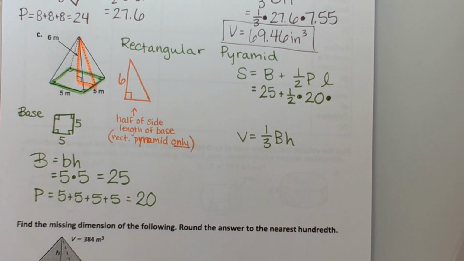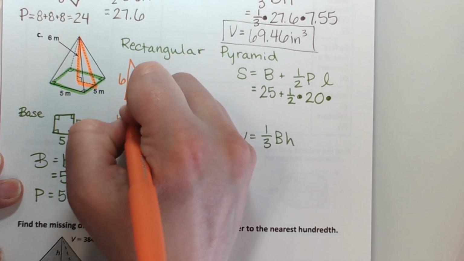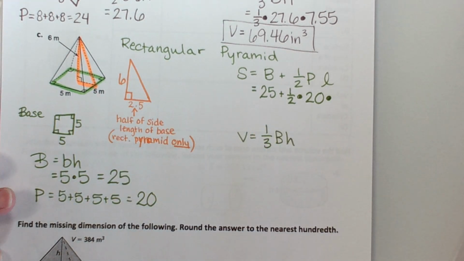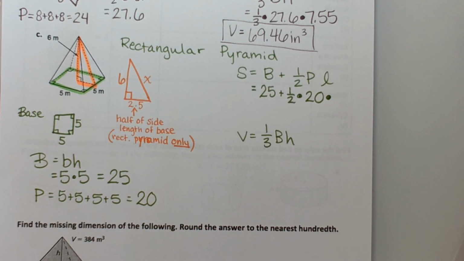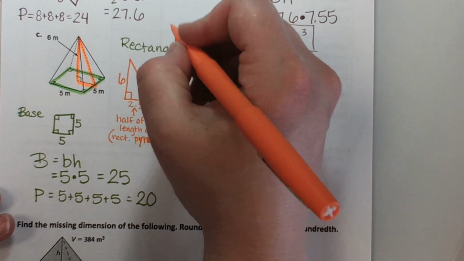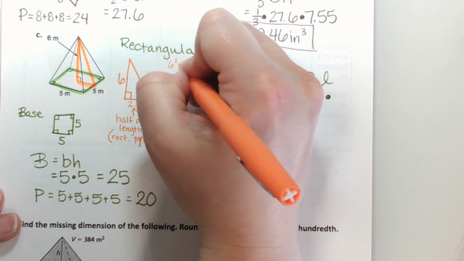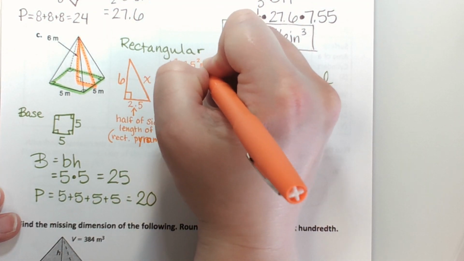Other times that distance is going to be straight up given to you. It's only with the rectangular ones that they don't always put it. I'm going to put an X here, that's my slant height. Which side is my hypotenuse to do Pythagorean theorem? Yes, it's the X. So 6 squared plus 2.5 squared equals X squared.